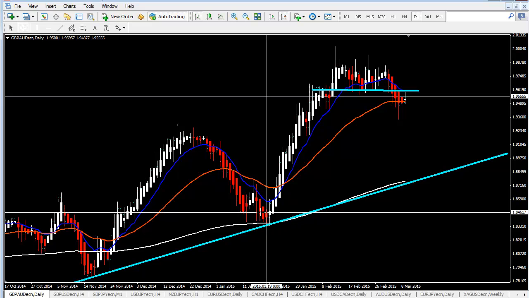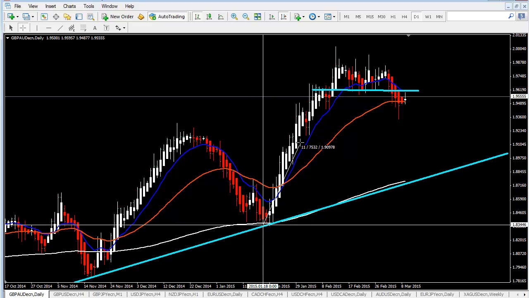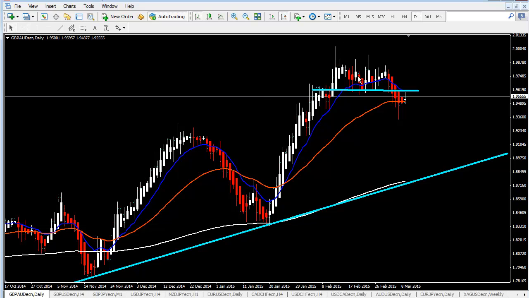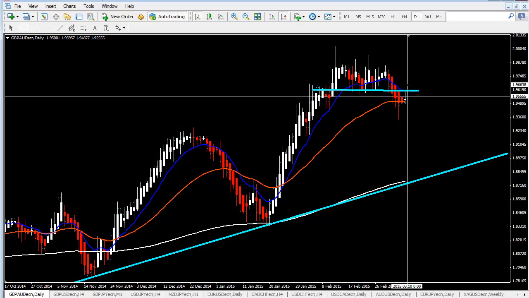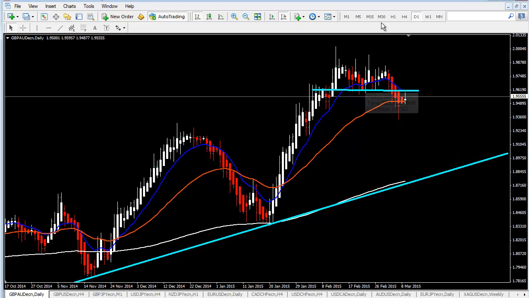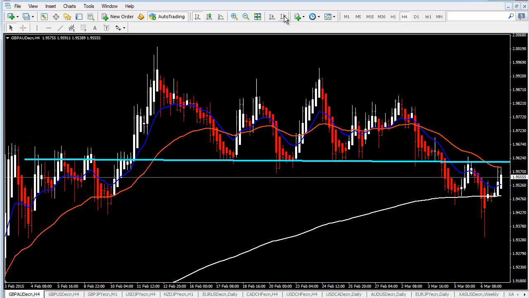Remember, you don't want to fall in love with your trades. Of course, it looks great if you have a trade running with 1,700 pips here, but when it's over, it's over. So you get rid of your remaining position, reverse, and go short. But we don't have the confirmation yet.